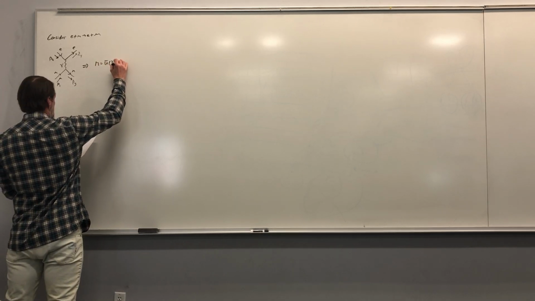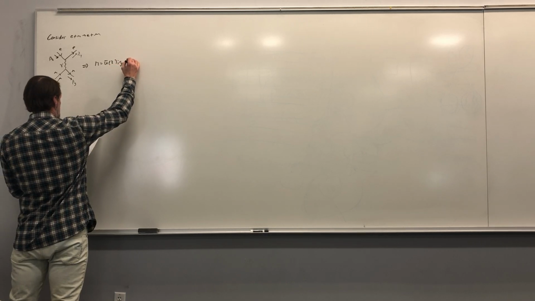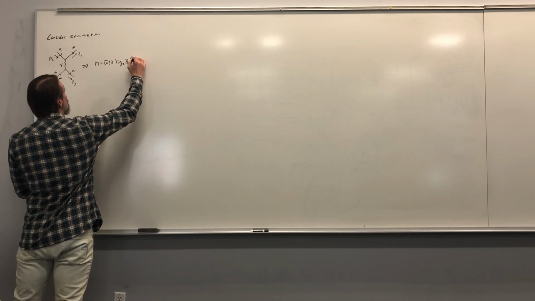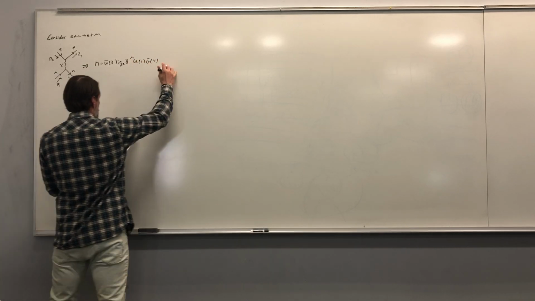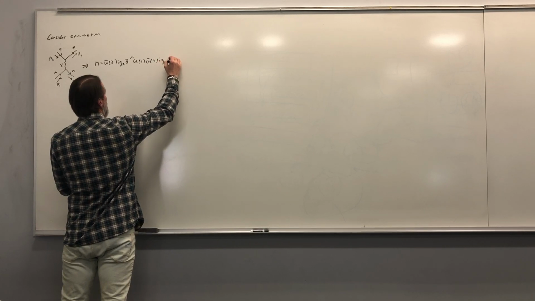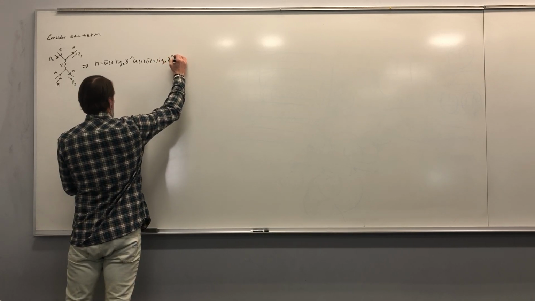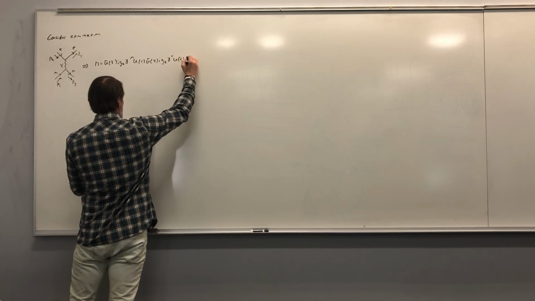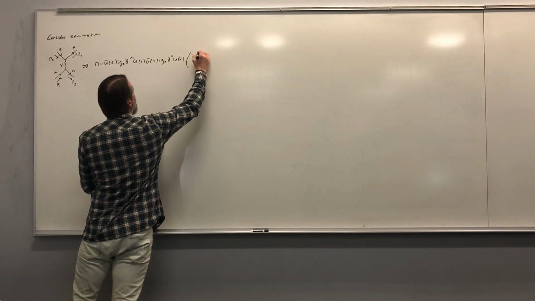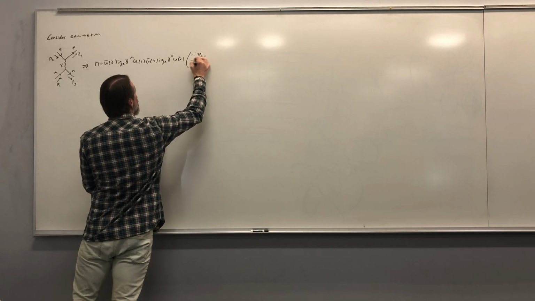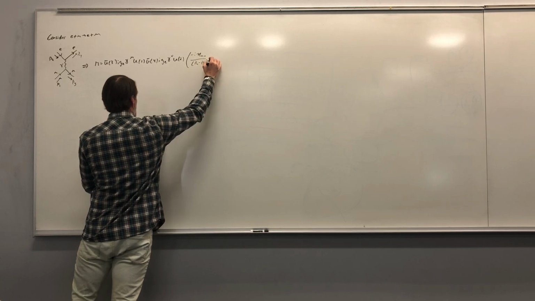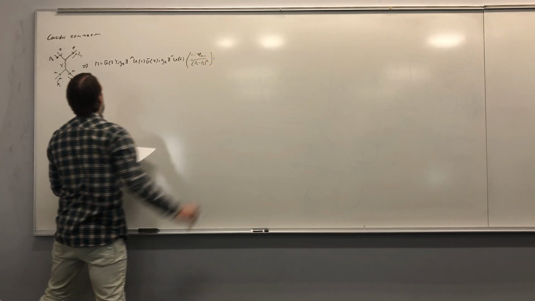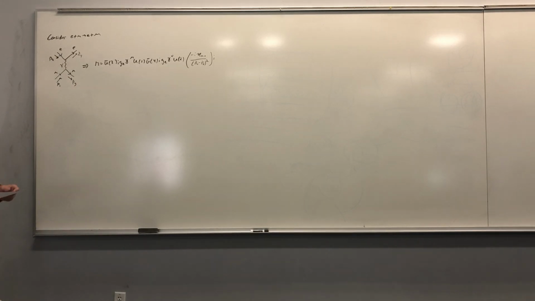is u bar 3 i g_e gamma^mu u1, u bar 4 i g_e gamma^nu u2, times minus i eta_{mu nu} over (p4 minus p2) squared, times i. Okay?